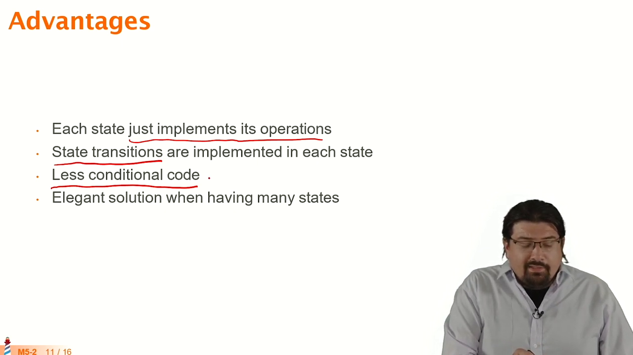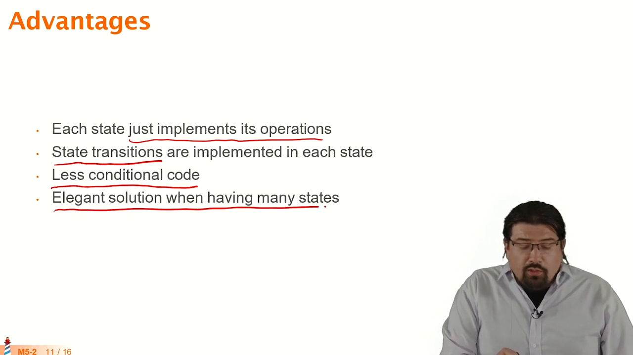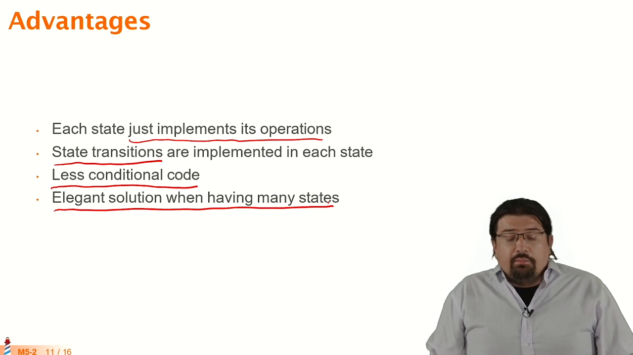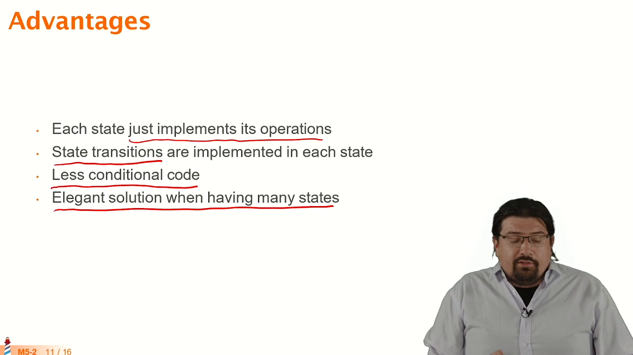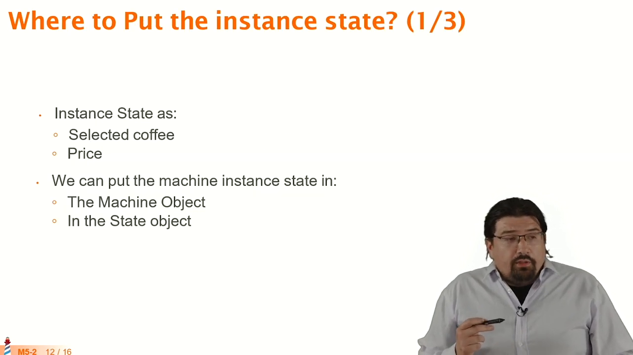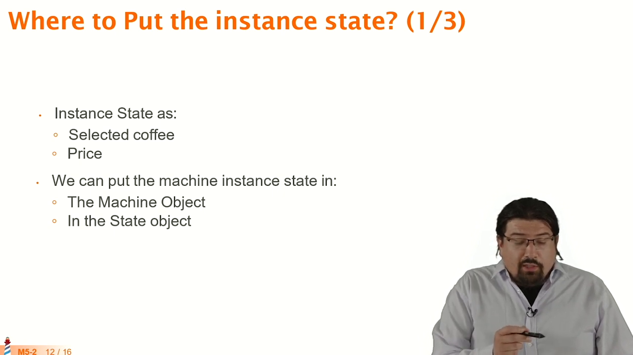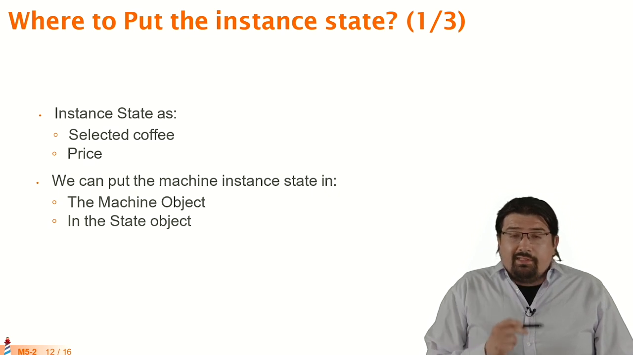This eases a lot the reading of the code, and these properties that we are marking, like just implementing the needed operations, encapsulating the transitions in each of the classes of the states and having less conditional code, start being more and more important when we have many more states or more complex transitions. We have an additional point that is interesting to talk about and to analyze in this design pattern, that is where to put the instance state.